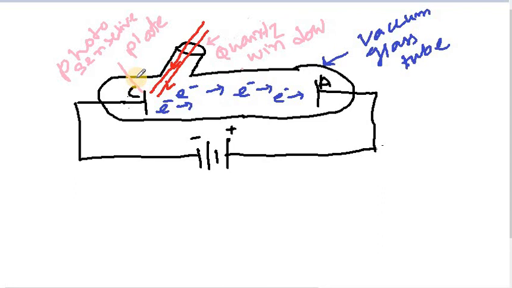Now we will discuss the different effects on this experimental setup: the intensity of the radiation, then the frequency of the incident radiation, then the potential difference between plates A and C, and the nature of the material of plate C. I will discuss that part later.